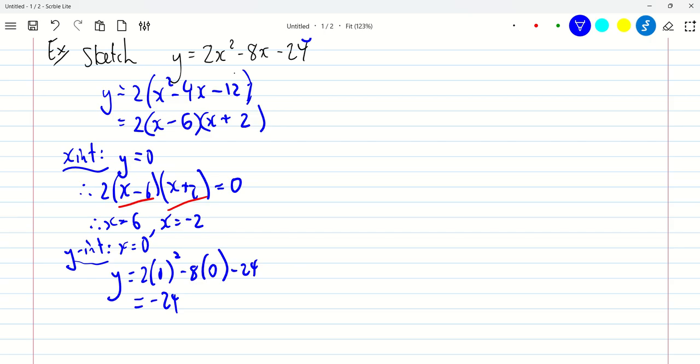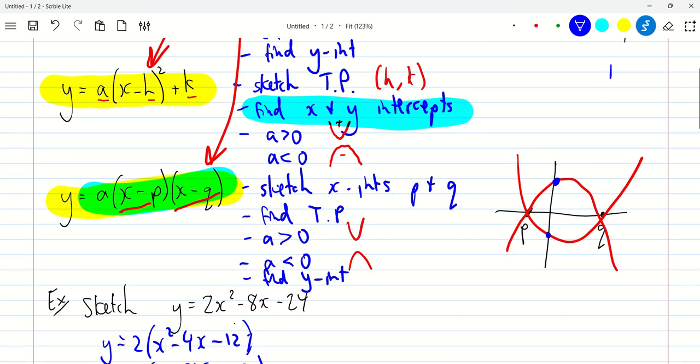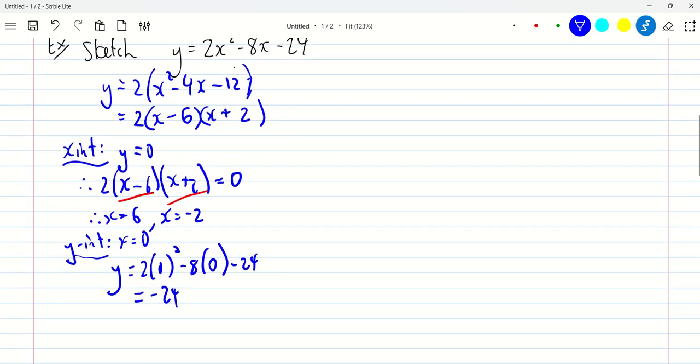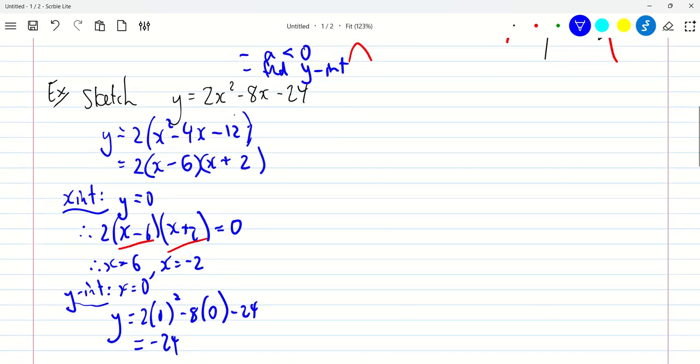Okay, so there's a few things. What else did I recommend up there? Factorized form. We could find the axis of symmetry. Let's just do that, because I'll show you that quickly if you couldn't factorize it. So if you couldn't factorize it, I'll just come in here and add some stuff.